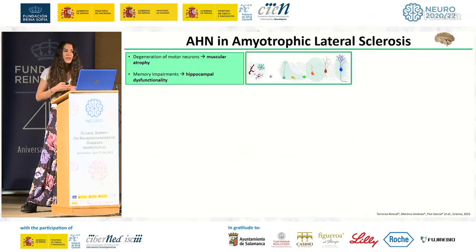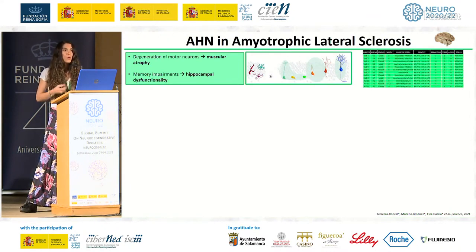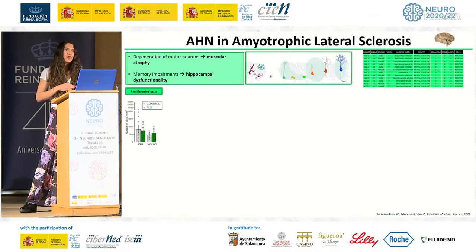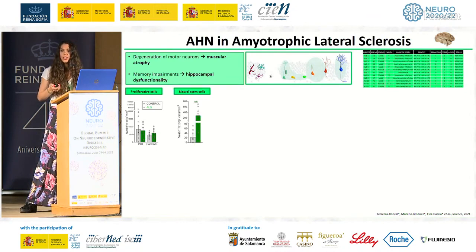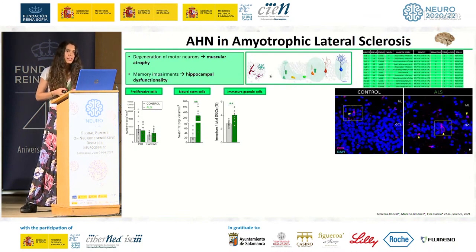So the first neurodegenerative disease that we studied was ALS, which is characterized by the degeneration of motor neurons, which causes muscular atrophy. Some of these patients present memory impairments, which could be related to hippocampal dysfunctionality. So we wanted to study how the process of adult hippocampal neurogenesis and the neurogenic niche were in these patients. We observed that the number of proliferative cells didn't change, but there was an increase in neural stem cells and in mature dentate granular cells.